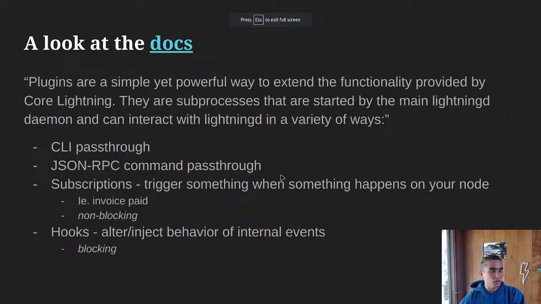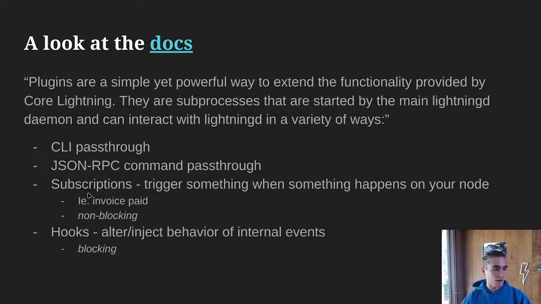So a quick look at the CLN docs. We are already there. There's a link here. It's at docs.corelightning.org, and this is from the plugin development docs. In the docs, they say plugins are a simple yet powerful way to extend the functionality provided by Core Lightning. They are sub-processes that are started by the main lightningd daemon and can interact with lightningd in a variety of ways. So they're sub-processes, meaning they can be stopped and started individually from lightningd, and then, like I was talking about, they'll add additional functionality.